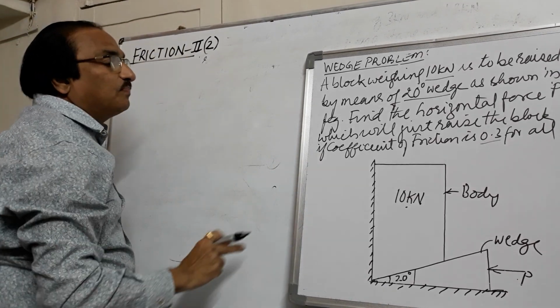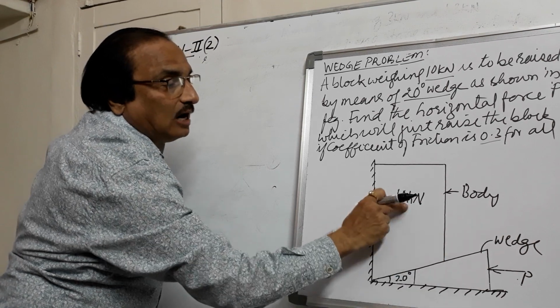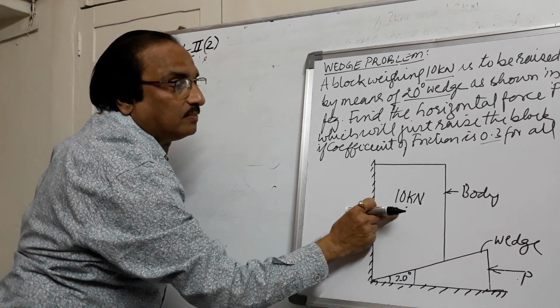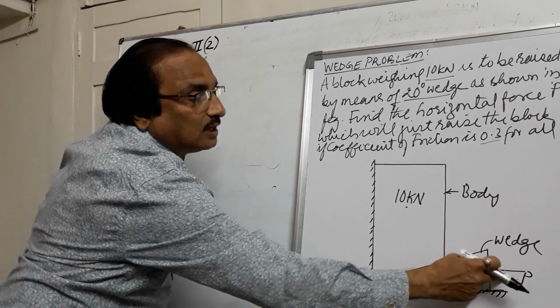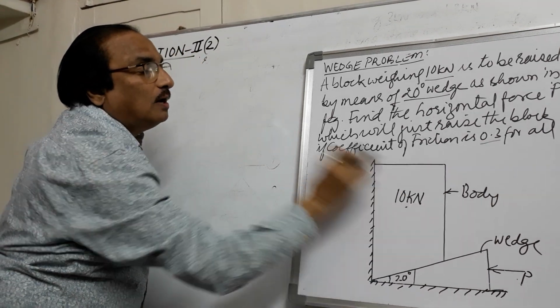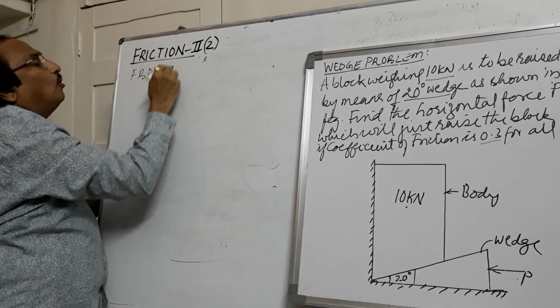Now in this problem we are seeing two bodies. One is the body, another is the wedge. So you'll have to consider separately the free body diagram of the body and the free body diagram of the wedge so that you get the value of P. First go to the body. So let us consider the free body diagram of the body.